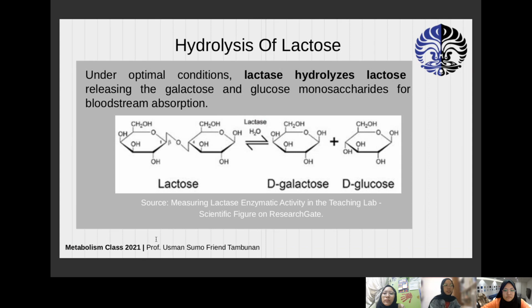As already shown in the picture, in a healthy condition, lactase hydrolyzes lactose, releasing the galactose and glucose monosaccharides for bloodstream absorption. These monosaccharides pass through the portal system and are transported to the liver, where the galactose will be converted to glucose. This enzyme is present on the apical surface of enterocytes, with higher production in the jejunum. Next.